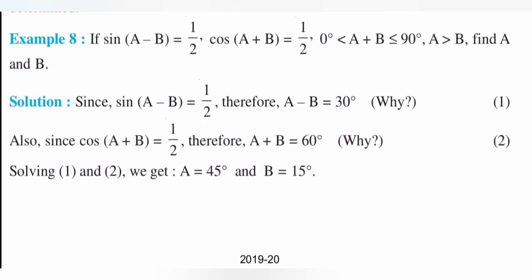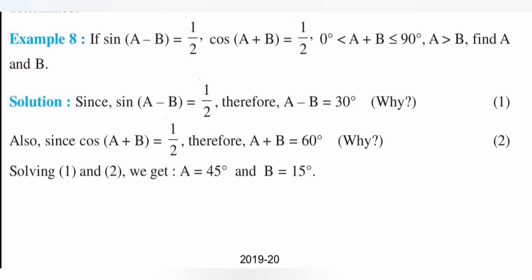Let us see another example. If sine of a minus b is equal to 1 by 2, cos of a plus b is equal to 1 by 2, 0 degree less than a plus b less than or equal to 90 degree, a greater than b, find a and b. Okay, if sine of a minus b is equal to 1 by 2, cos of a plus b is equal to 1 by 2, and a plus b varies between 0 and 90 degree, also a is greater than b, you are asked to find a and b.